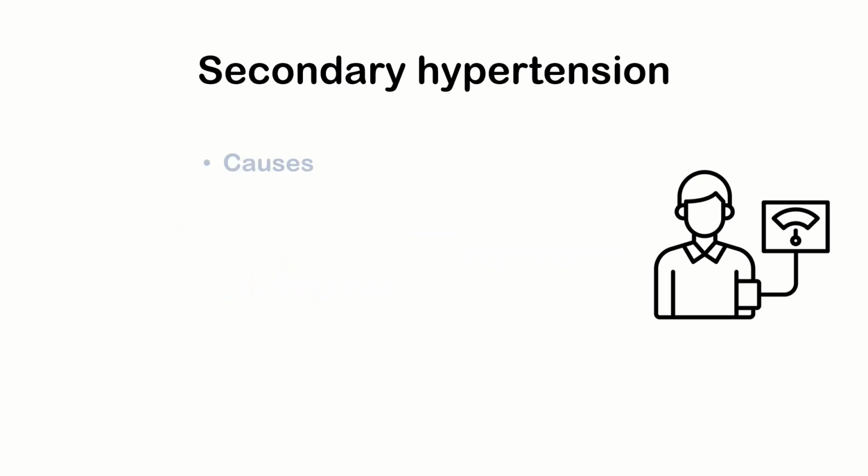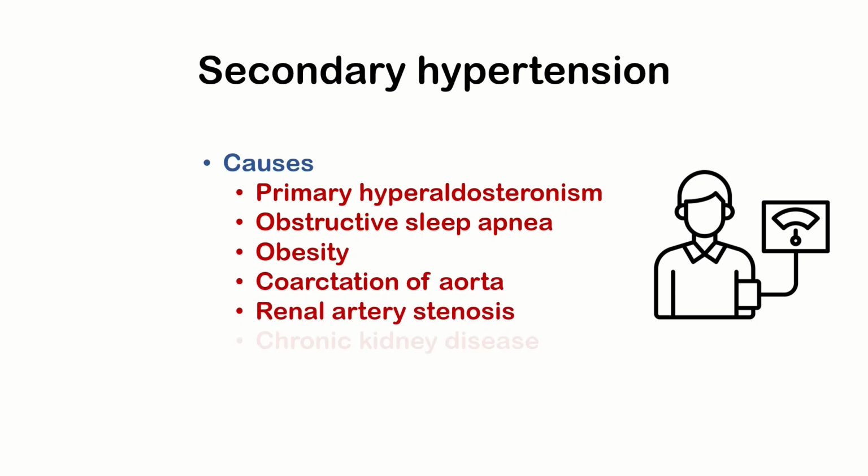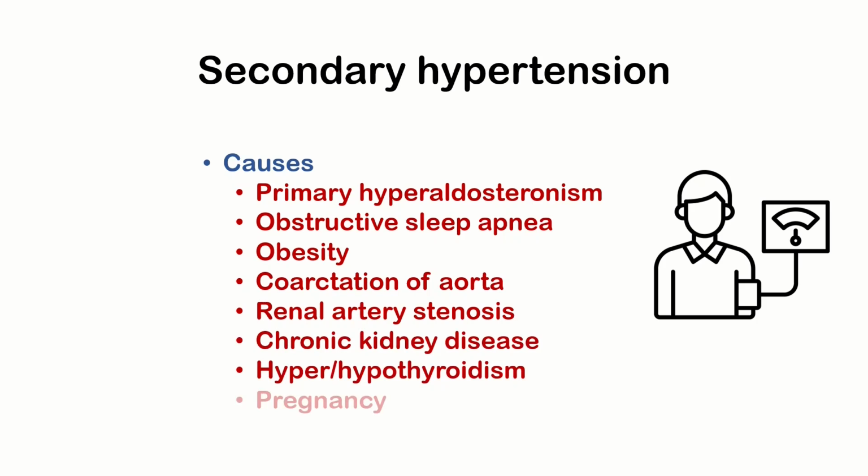There are many causes of secondary hypertension. Some of the most common causes are primary hyperaldosteronism, obstructive sleep apnea, obesity, coarctation of the aorta, renal artery stenosis, chronic kidney disease, hyper or hypothyroidism, and pregnancy.